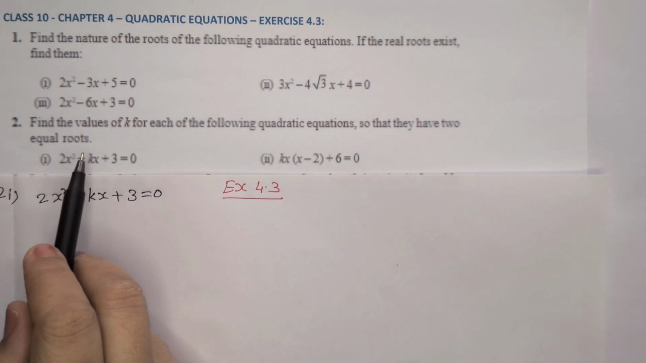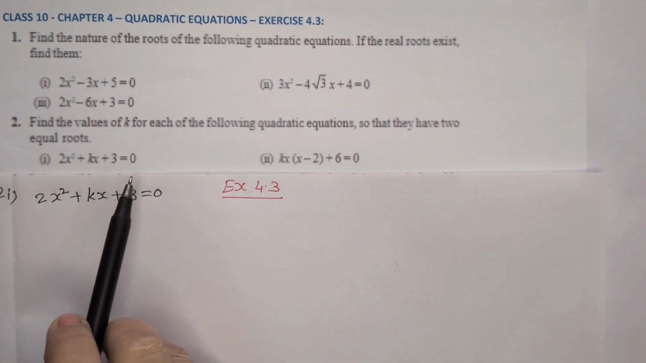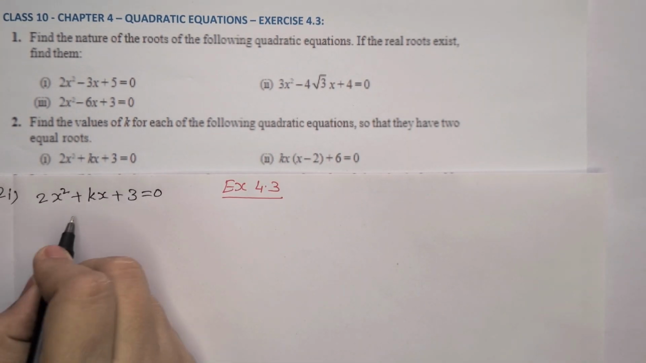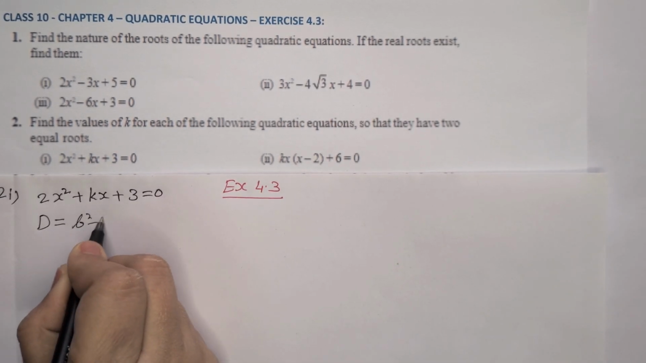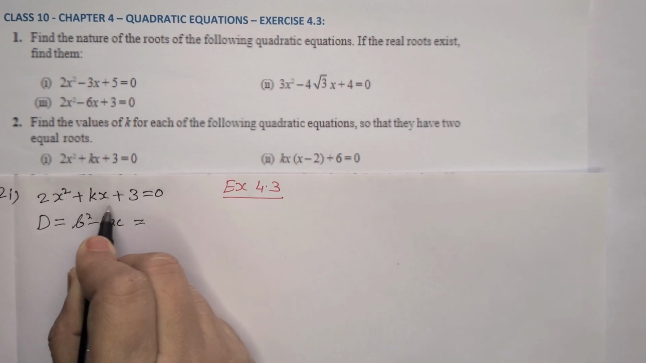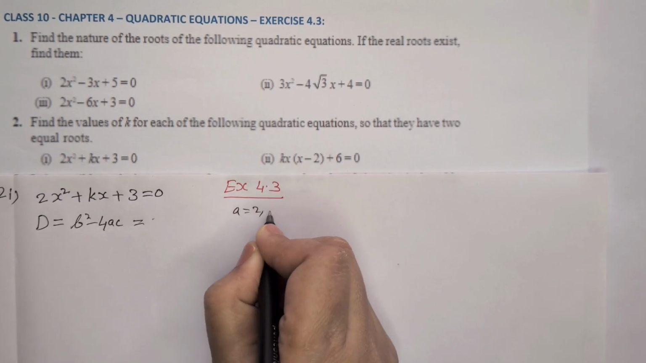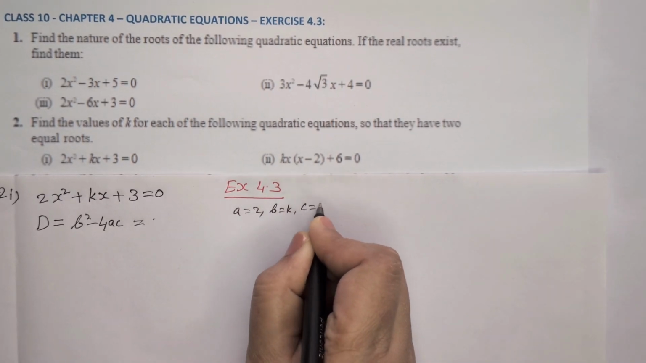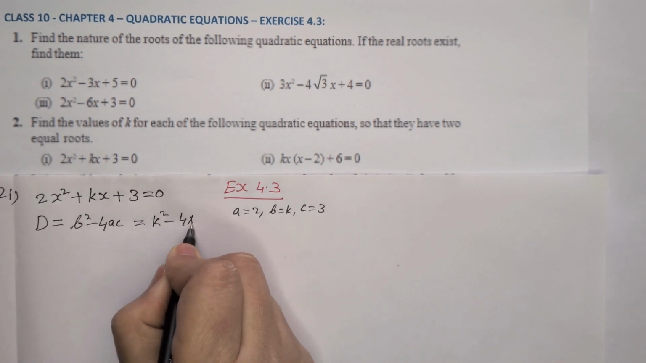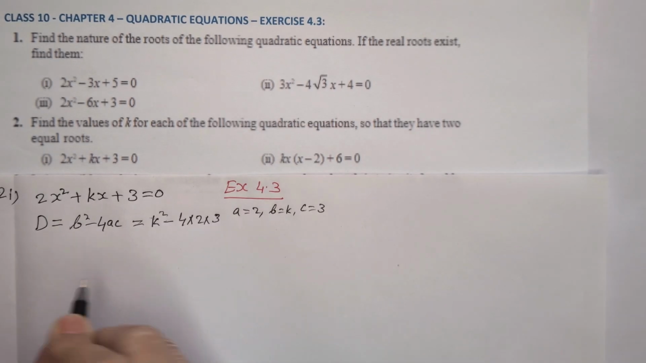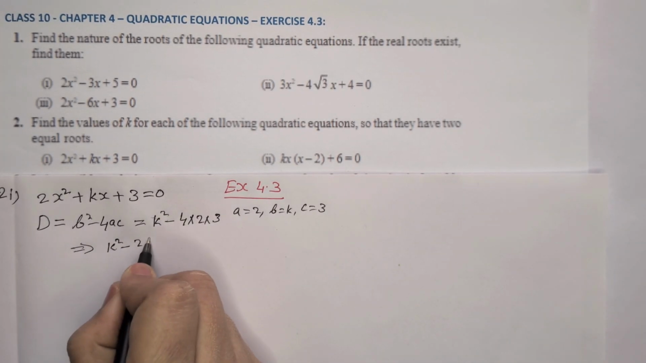Now second question, find the values of k for which each of the following quadratic equations has two equal roots. So first we can find the discriminant. D is equal to b square minus 4ac. Here a is equal to 2, b is equal to k, c is equal to 3. Then b square means k square, minus 4 into a is 2, c is 3. That is k square minus 24.